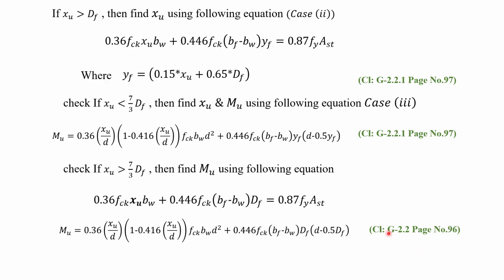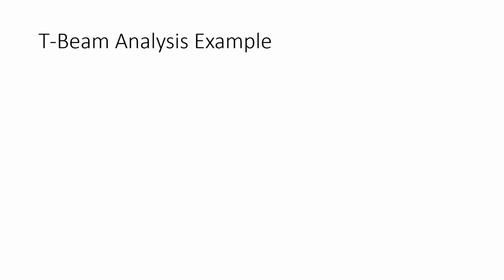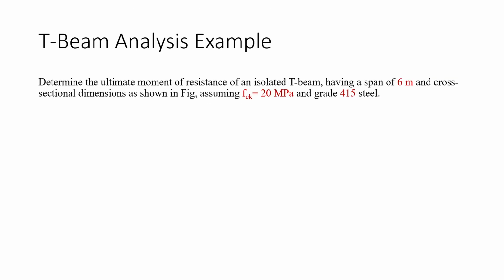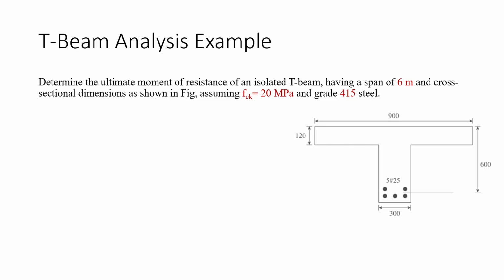This equation is available in the same clause G 2.2, page number 96. Now let us see an example. So this is the example. Determine the ultimate moment of resistance of an isolated T-beam having a span of 6 meter and cross-sectional dimensions as shown in figure, assuming fck equals 20 MPa and grade 415 steel.